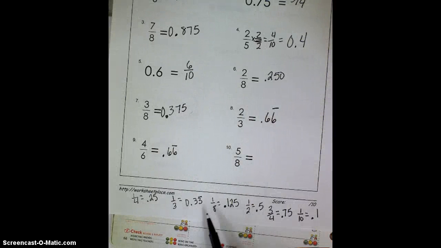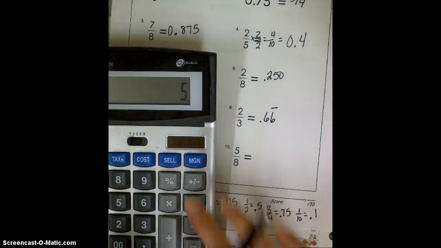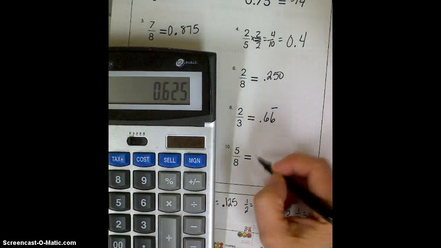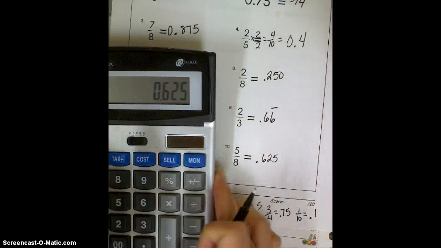5/8, if 1/8 is 0.125, then you could add it 5 times, or grab a calculator. 5 divided by 8, and you'll find out it is 0.625 on that one. And that's it.